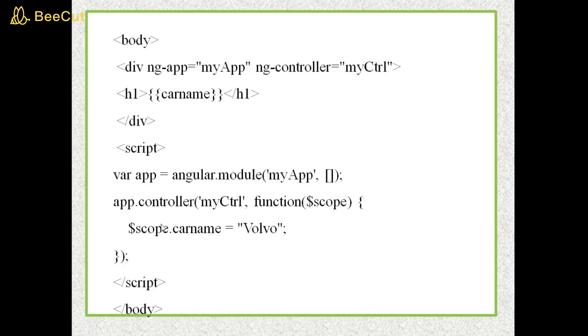Let's see an example. I'm using here two directives, ng-app and ng-controller. See, again I am using here the Angular module function and controller function. And here I am using $scope.carname. See, this variable will be accessed: $scope.carname equal to Volvo. In my previous video, I already explained this code.